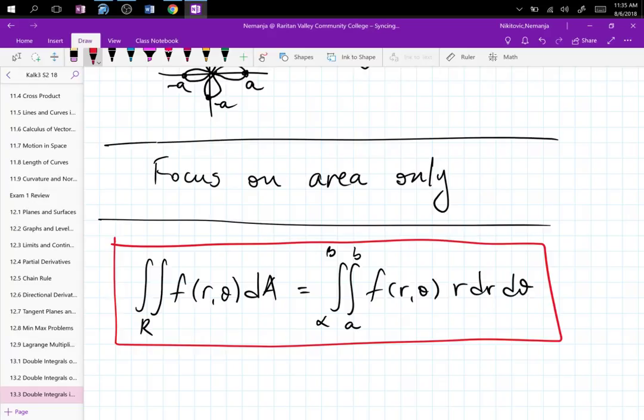Now, this is always difficult and tricky, how to approach this. This is a polar rectangular, which makes no sense, polar rectangular region integral. How can it be polar and rectangular?